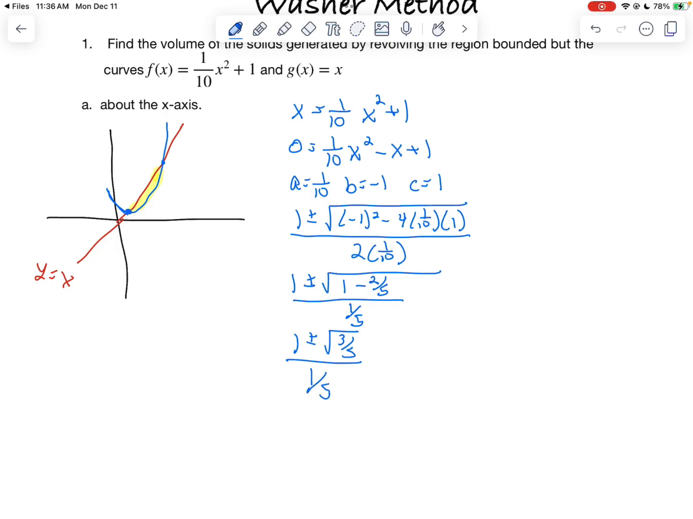Now the square root of 1/5 does not break down easily, so I'm going to use my calculator and punch in 1 minus the square root of 1/5 divided by 1/5 to get 1.13 and 8.87. So I start integrating at 1.13 and stop at 8.87. Now we're going to rotate this around the x-axis.